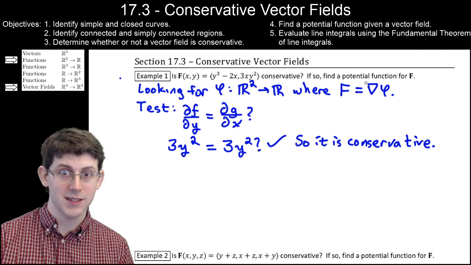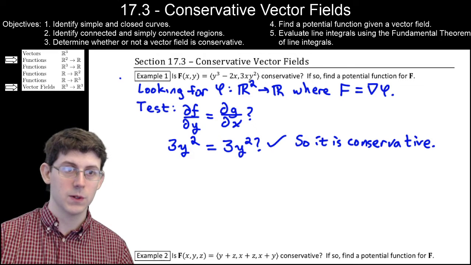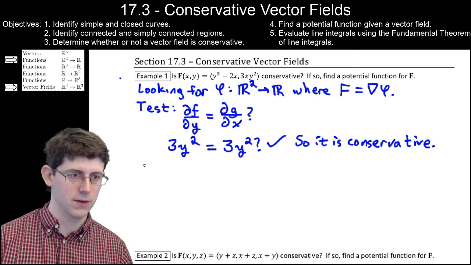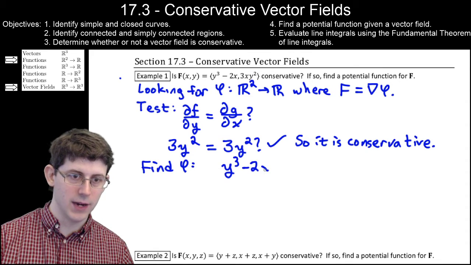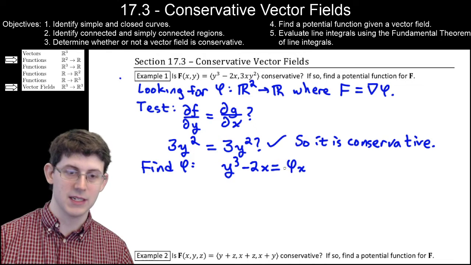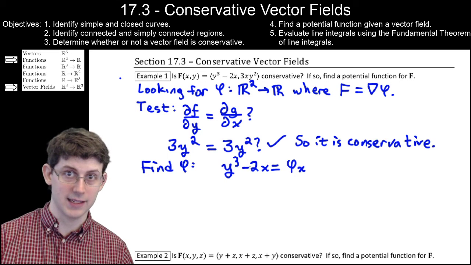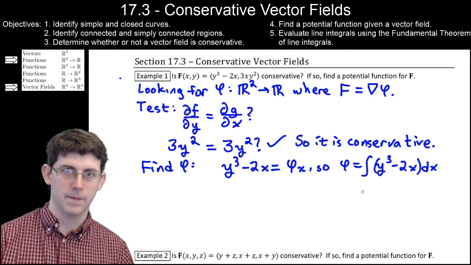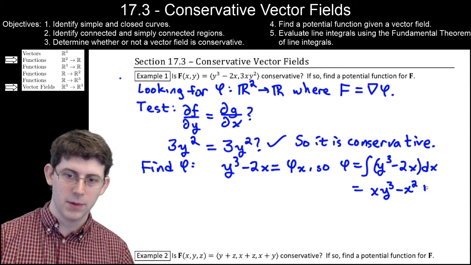So to actually find the potential function phi, we use the plan that we used long, long ago when we first introduced partial derivatives. If this thing is the x partial derivative, so let's find phi. If y cubed minus 2x is the partial derivative of this mysterious function, then we can find this mysterious function by integrating with respect to x. Let's see what we get. We get xy cubed minus x squared plus c.